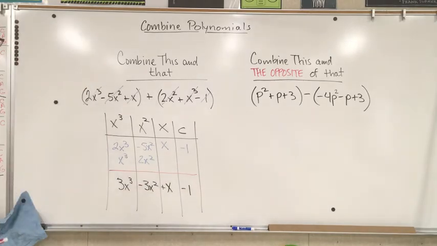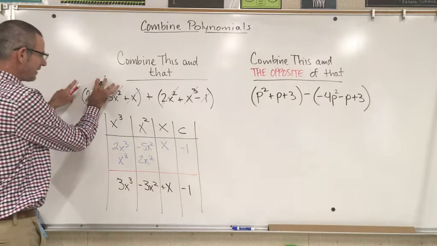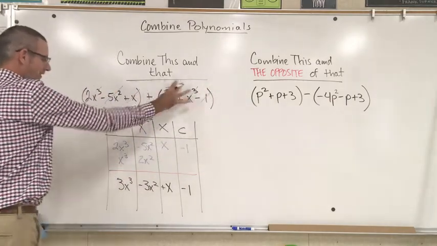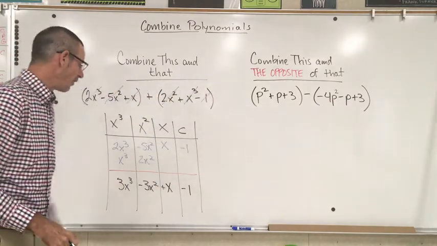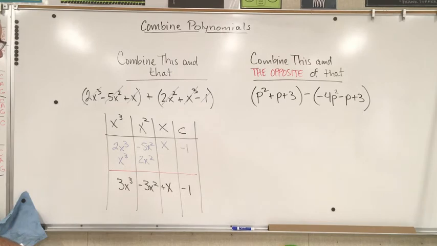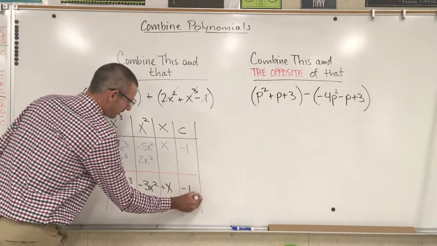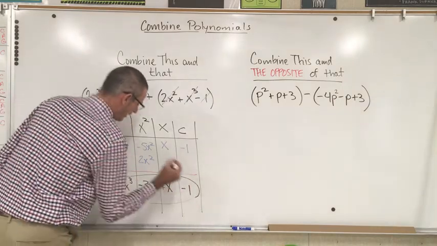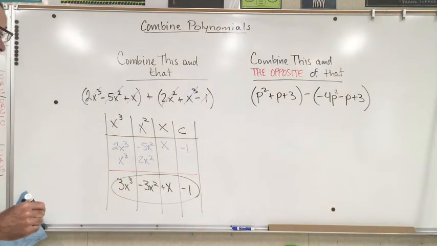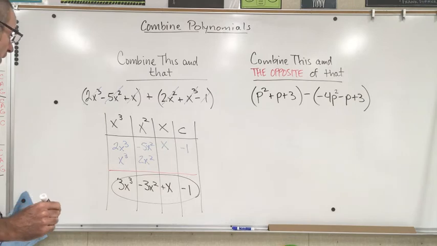So there's my simplified version where I've combined this and that. And instead of having 6 terms, now we only have 4 terms, and it's a third degree polynomial. And so my answer is 3x to the third minus 3x squared plus x minus 1.